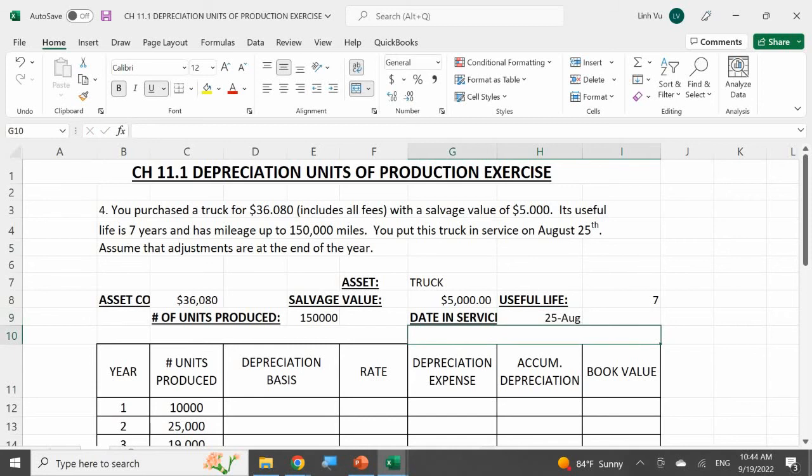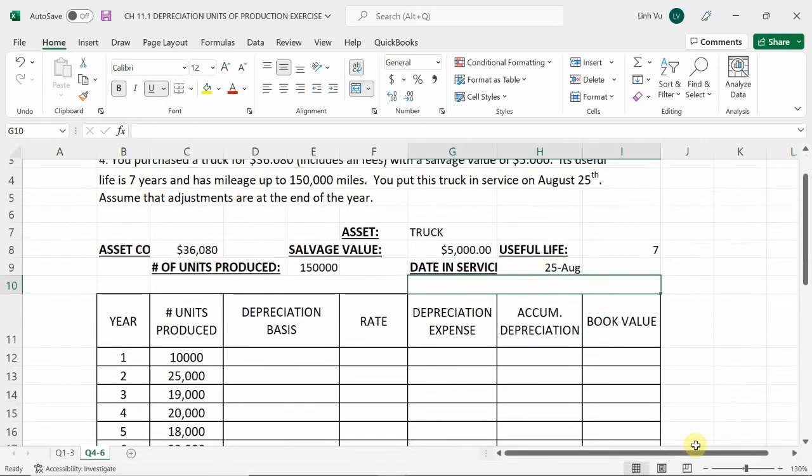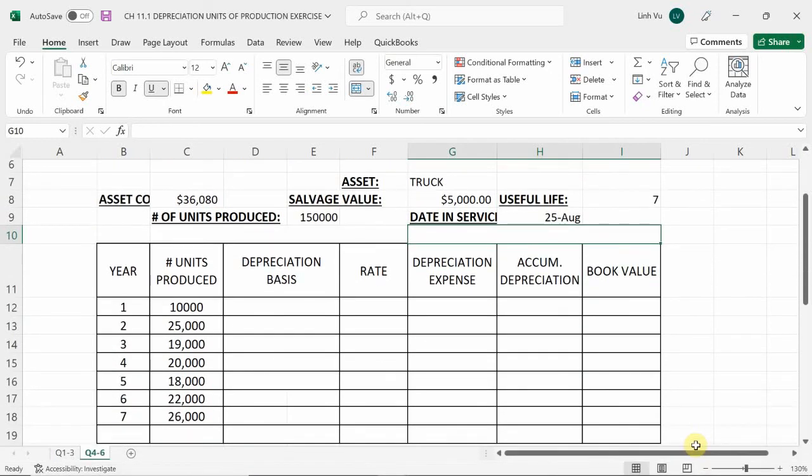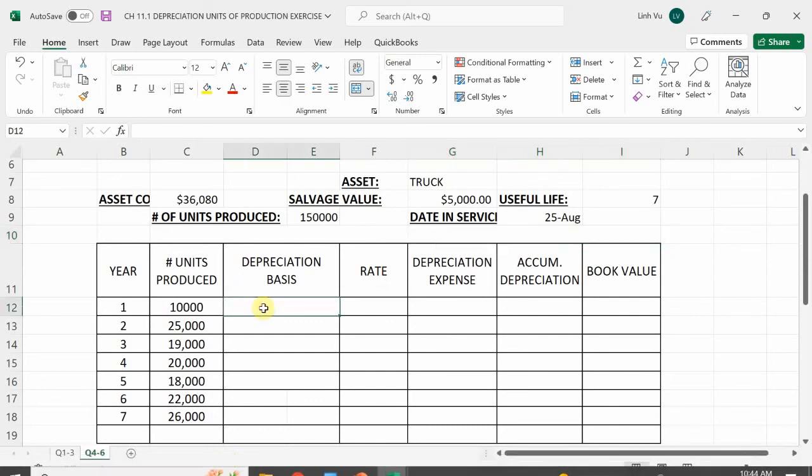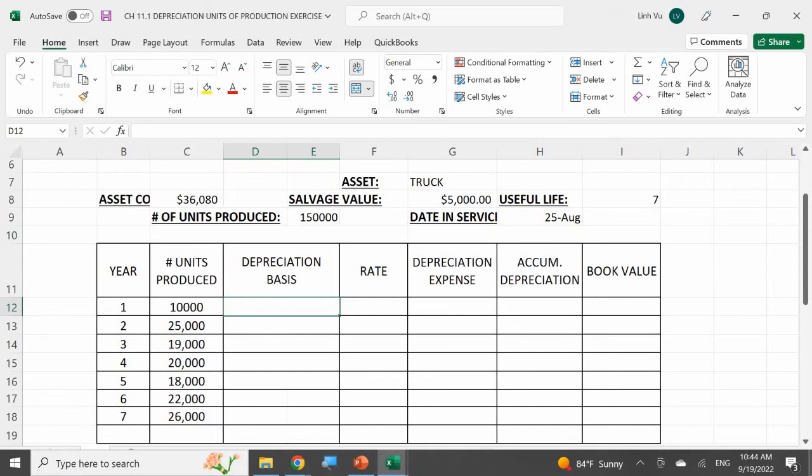Now in this case, I am doing my adjustments at the end of the year. So if my first year, starting in September, I drove a total of 10,000 miles. Okay? So what's my depreciation basis going to be?